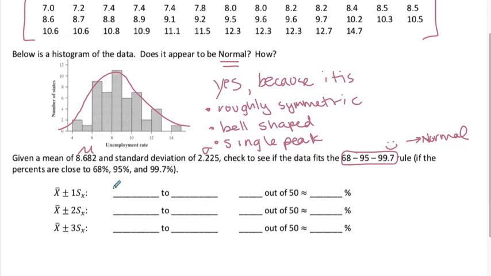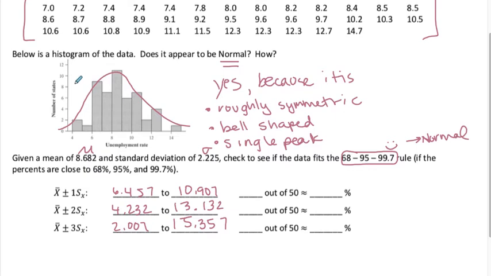And so when we find these values, we're going to take our average and add and subtract one standard deviation. And so I've calculated those. I get 6.457 going down 1. I get 4.232 going down 2, and I get 2.007 going down 3. Going up 1, I get 10.907. Going up 2, I get 13.132. And third time, I get 15.357.